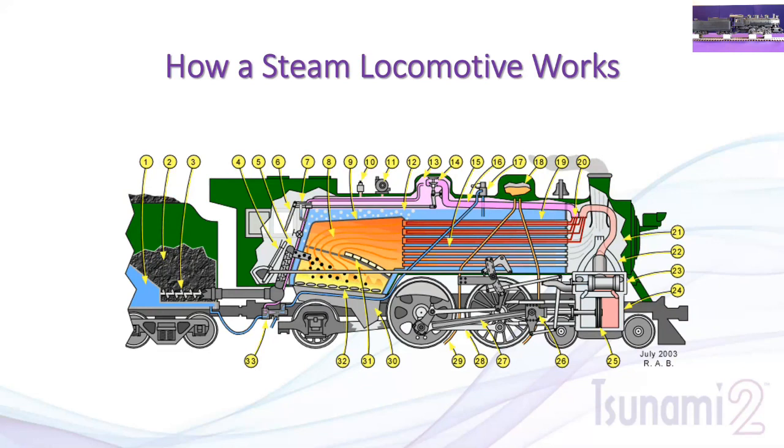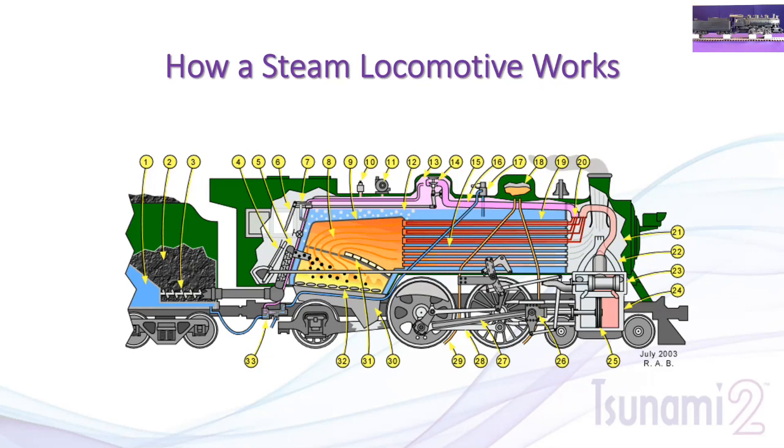First thing here, how does the steam locomotive work? I mean, there's a lot of simple stuff. The coal is stored in the tender and is put into the firebox, and that fire is used to create heat. The heat, of course, boils the water and creates steam.